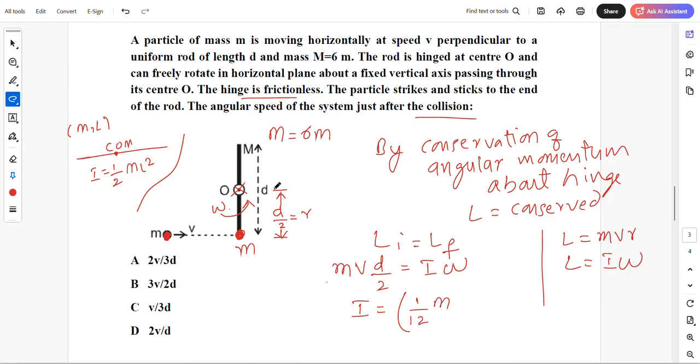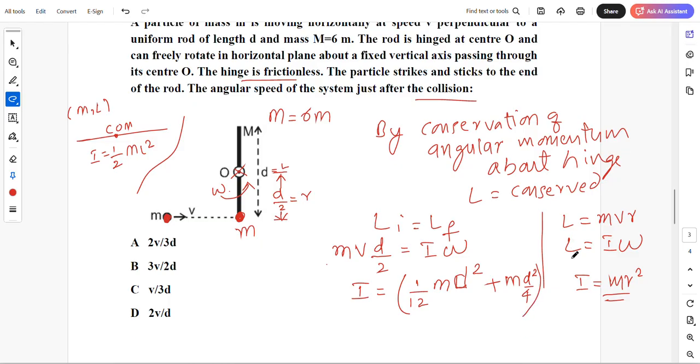What is the length they have given? d is equal to L, that is the length they have given. That is d square, small d square. I can write 1 by 12 m d square plus the moment of inertia of this point mass m. I is equal to m r square for a point mass. M into r square, where r is d by 2 the whole square, that is d square by 4.